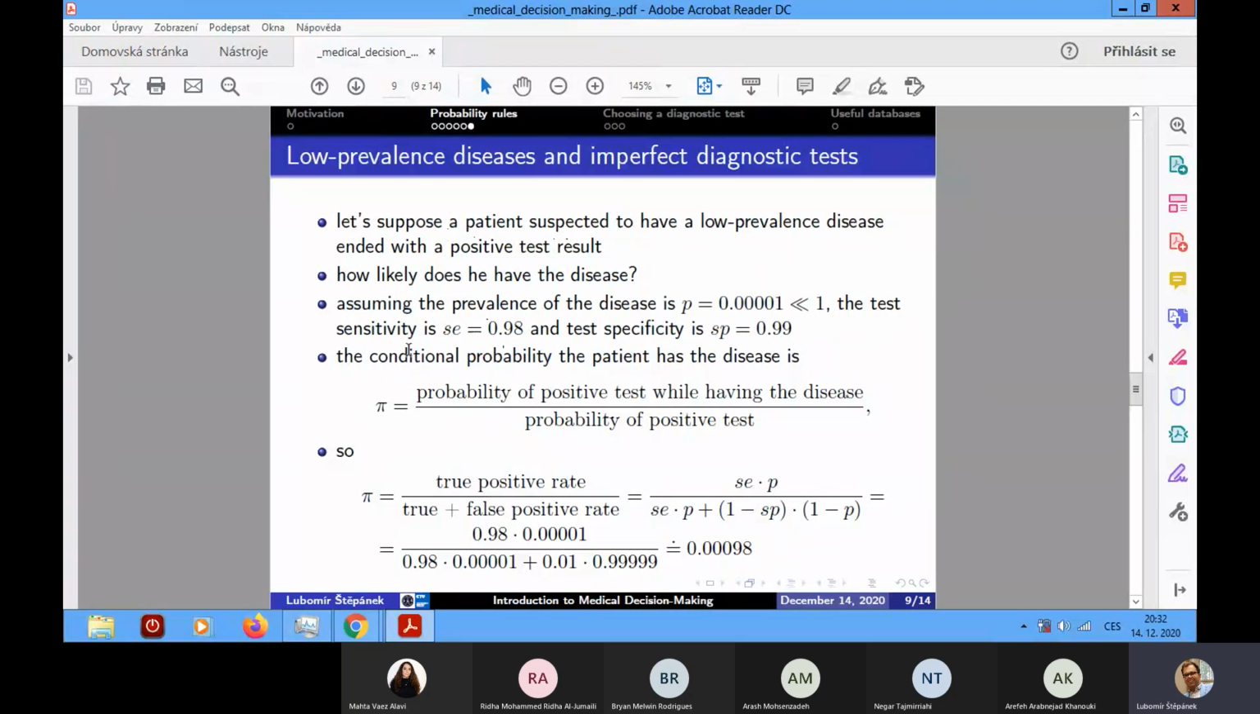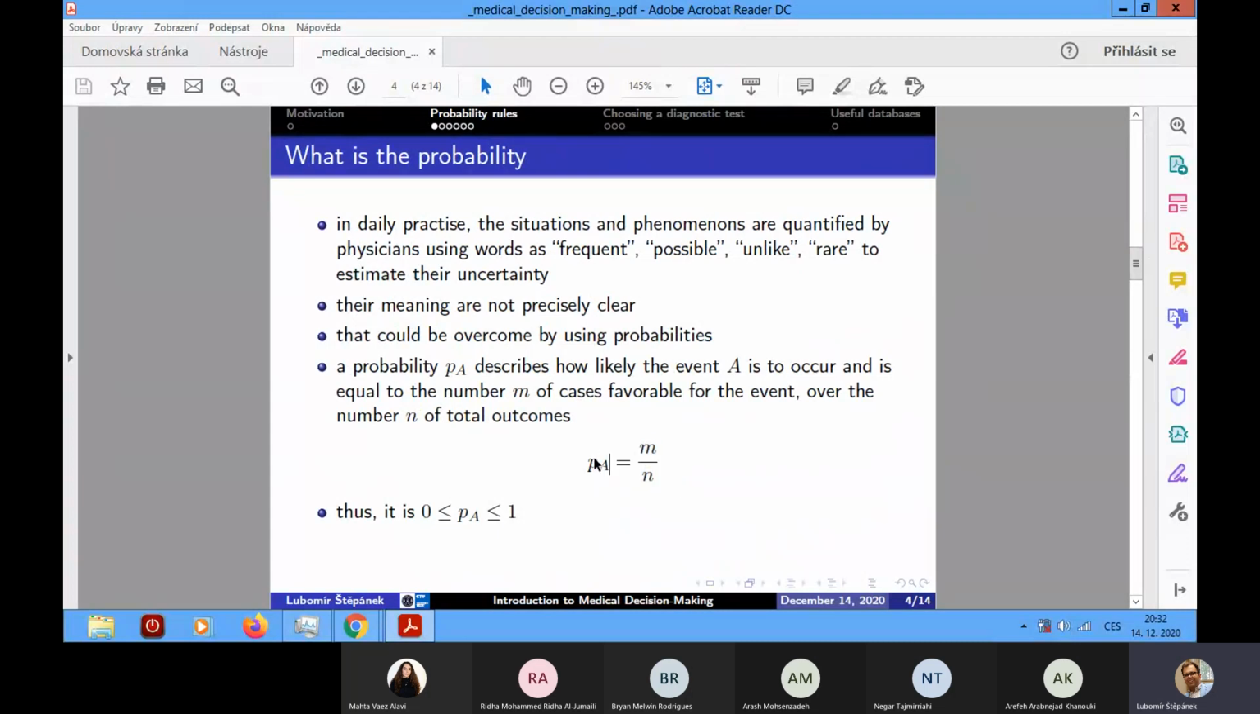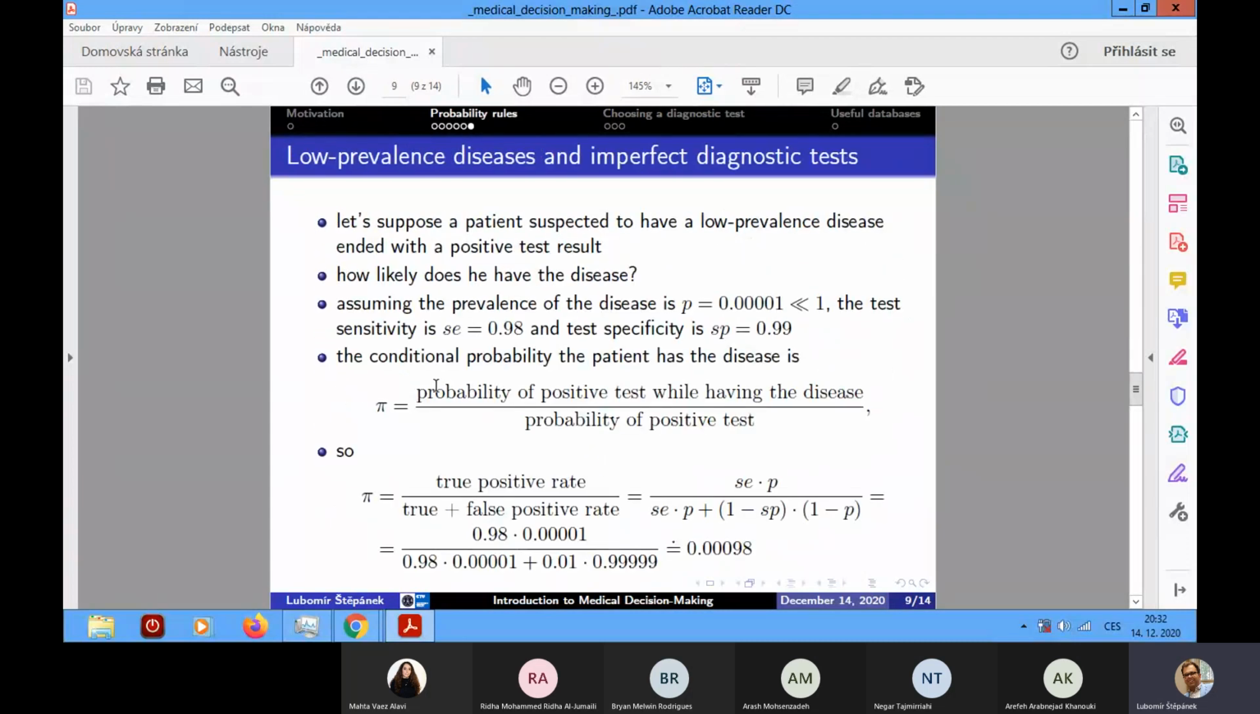So the probability, I just call it conditional probability, but that's not necessary. So the conditional probability that the patient has the disease is equal to this term. We are following this formula, the basic definition of probability, and we are going to calculate this. In the numerator, there is the probability of a positive test while having the disease. So we have a patient who got the positive test, and we also suppose that he has the disease of our interest, like our event A.